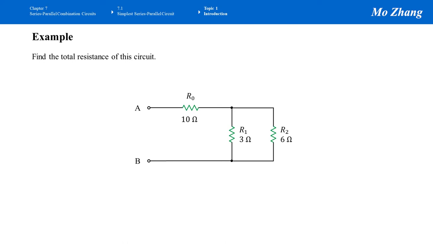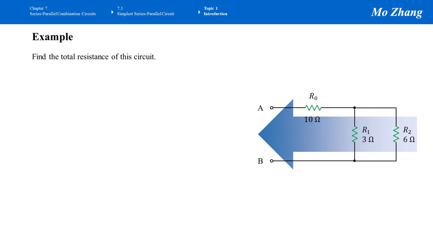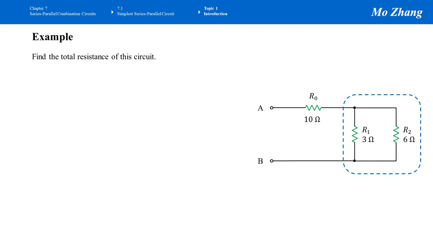Again, we know the rule of thumb. Locate the source, find a resistor that is the farthest away from that source, and we start merging from that resistor towards the source, such as R2. As shown in the circuit, R2 is the farthest resistor. So we can start merging R2 towards the terminals AB. R1, R2 connected in parallel, so we start merging them.